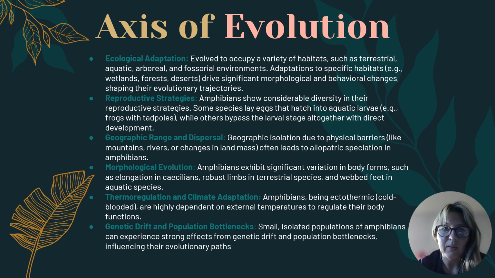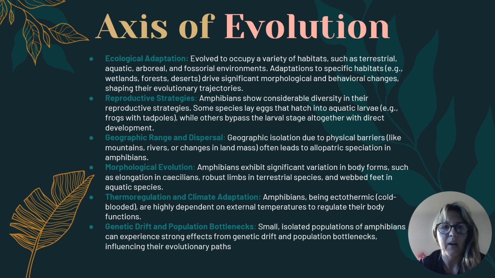We then get to the reproductive strategies. Amphibians show considerable diversification in their reproductive strategies, which we will dive into a little bit further as well. The geographic range and dispersal. So geographic isolation due to physical barriers such as mountains, rivers, and changes to landmass also led to multiple allopatric speciations within amphibians. Then morphological evolution, where amphibians exhibit significant variation in body forms, such as elongated bodies, robust limbs, and webbed feet. Those are all going to allow very specialized species to live in very specialized habitats.